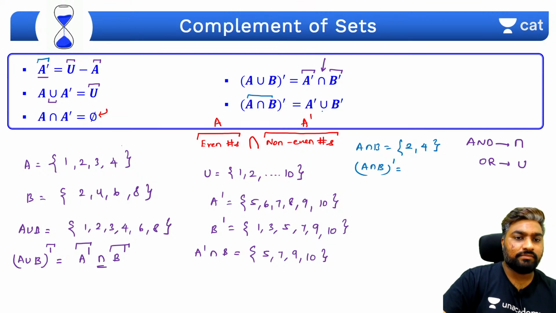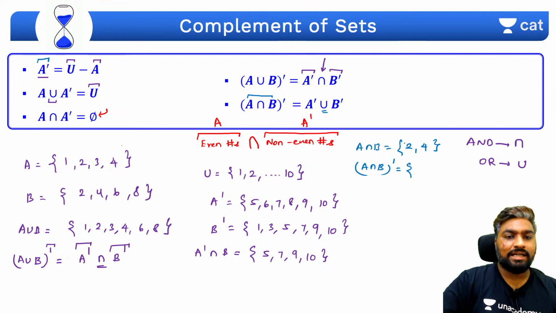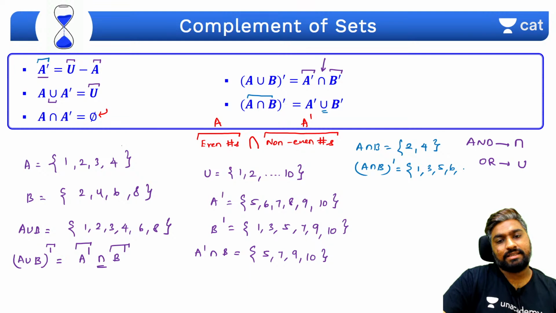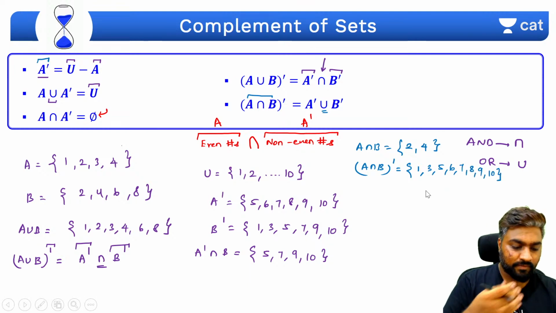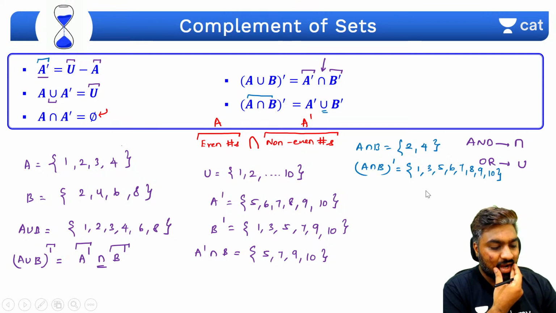So their union, which is going to be what? Terms that are not here. 1, very good, not in A intersection B. 2, yes, it's there. 3, yeah. 5, yes. 6, yes. 7, yes. 8, yes. 9, yes. 10, yes. Okay? Understood?